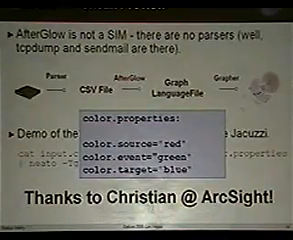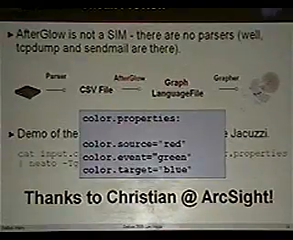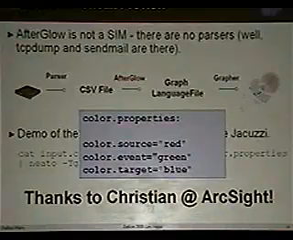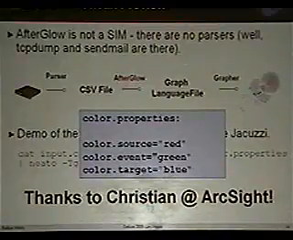Big shout out to Christian. Thanks a lot for building the foundation of this tool. He built me the whole Afterglow Perl file, the basics and everything, and I just went in and made some small changes, but thanks a lot, Chris.